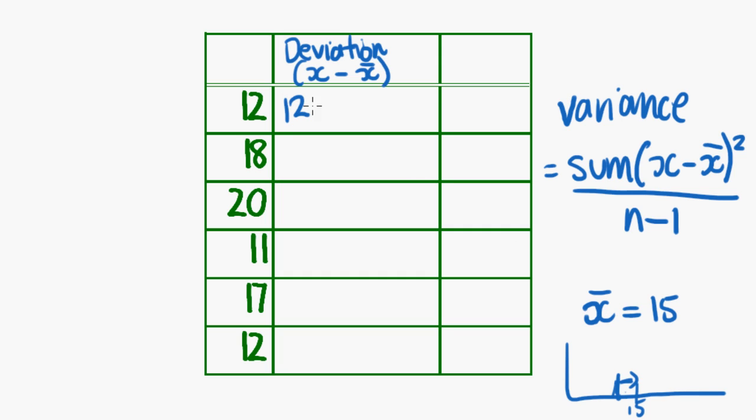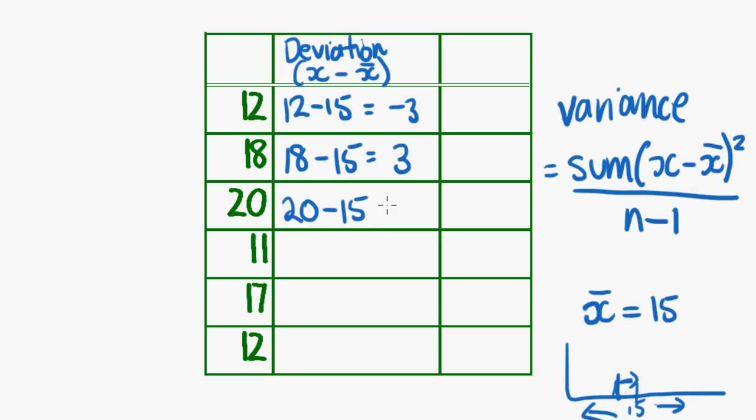So I say 12 minus 15, and that's negative 3. So it's 3 below 15. 18 minus 15 is positive 3, because that's 3 upwards from 15. Now I say 20 minus 15, and I get 5, and so on.